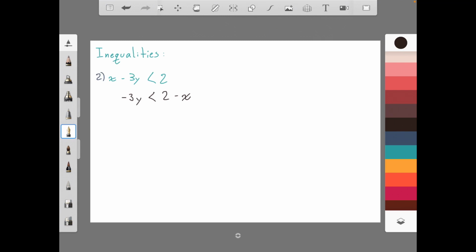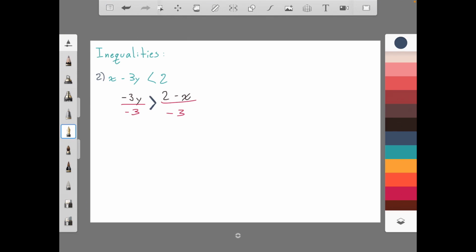Now here comes the interesting part. The next step obviously would be to isolate y by dividing by negative 3, right? That will be the procedure. However, in these types of exercises, when we divide both sides by a negative number, we have to flip this symbol over here. Why? I don't really know.